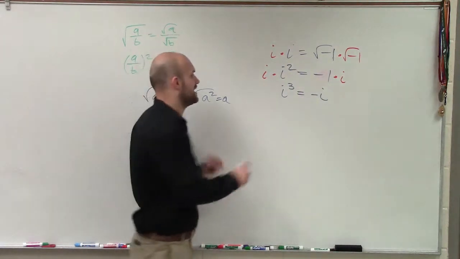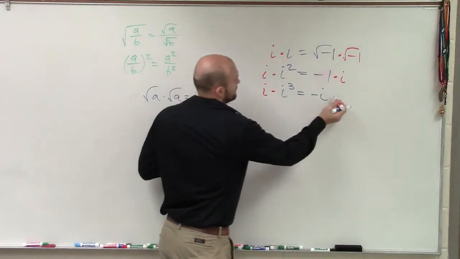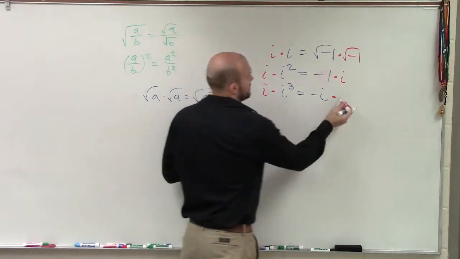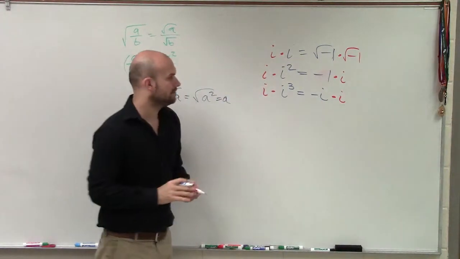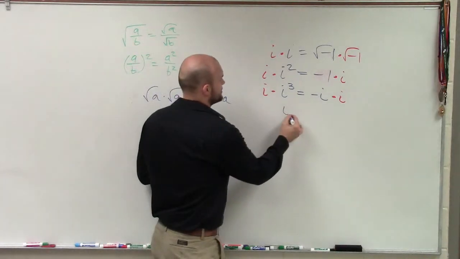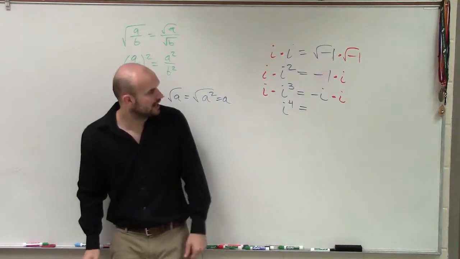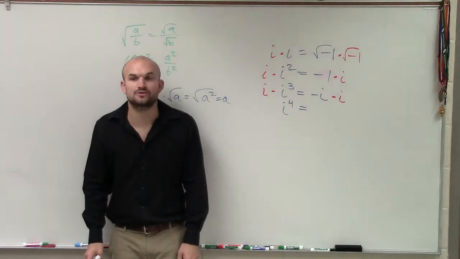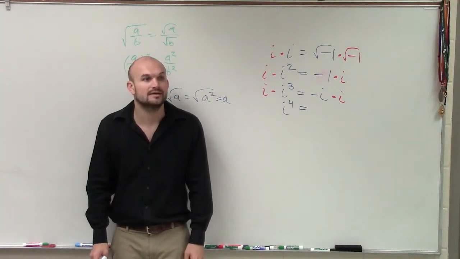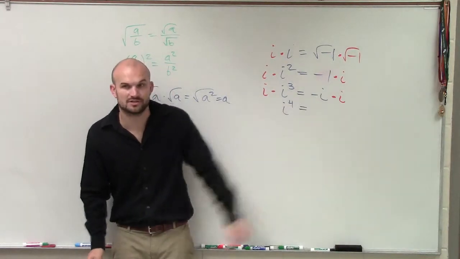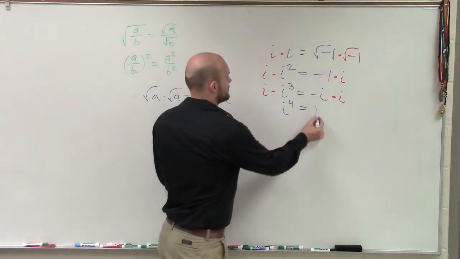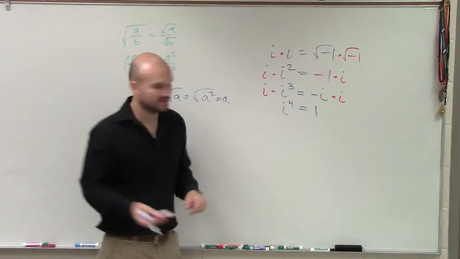And let's multiply by i again. Therefore, we'll get i to the 4th equals, what is i times i? That would be i squared, which is negative 1. Negative 1 times this negative is going to be positive 1. All right? And let's do it again.